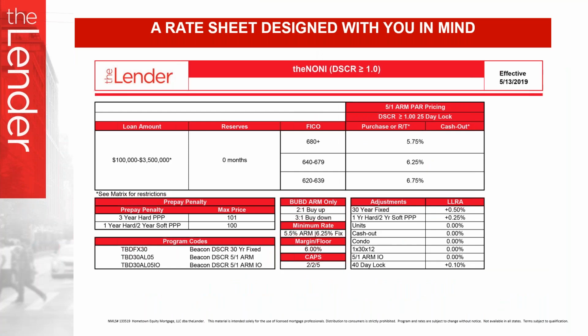A rate sheet that was designed with you in mind. I'm sure you guys get 20 rate sheets a day with a million different ads and all that great stuff. We wanted to simplify the DSCR with this Noni rate sheet that has one bucket for loan amounts, one bucket for reserves, 3 FICO buckets that give you 3 different rates. That's it. It's that simple. You've got an ad for a 30-year fixed. This pricing is all 3-year pricing, 3-year prepay.